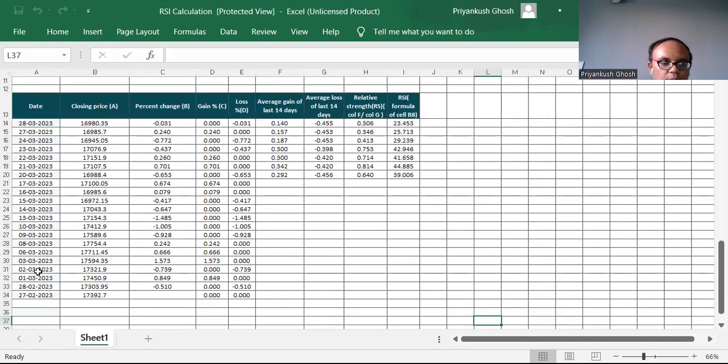So this is a 1 month dump, 27th of February to 28th of March. And this is today's value.